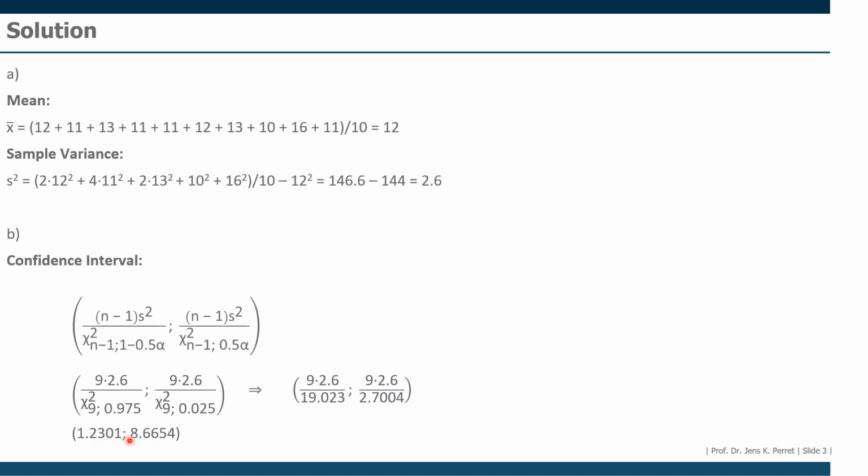And that's actually pretty wide. Why is this so wide? Well, because we only have 10 observations. And it would be much smaller if we had many more observations. So at this point, we do not really know so well how much fluctuation we have in this data set.